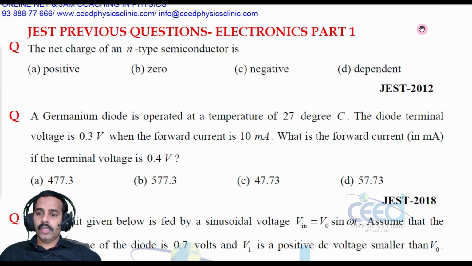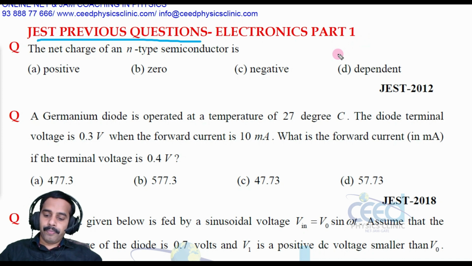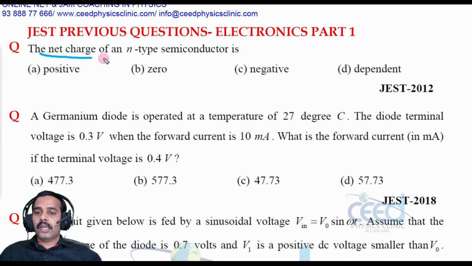Friends, good evening. Today we are going to discuss previous questions that were asked in the examination from the section Electronics, part 1. So let us start with the first question. The net charge of an n-type semiconductor is?